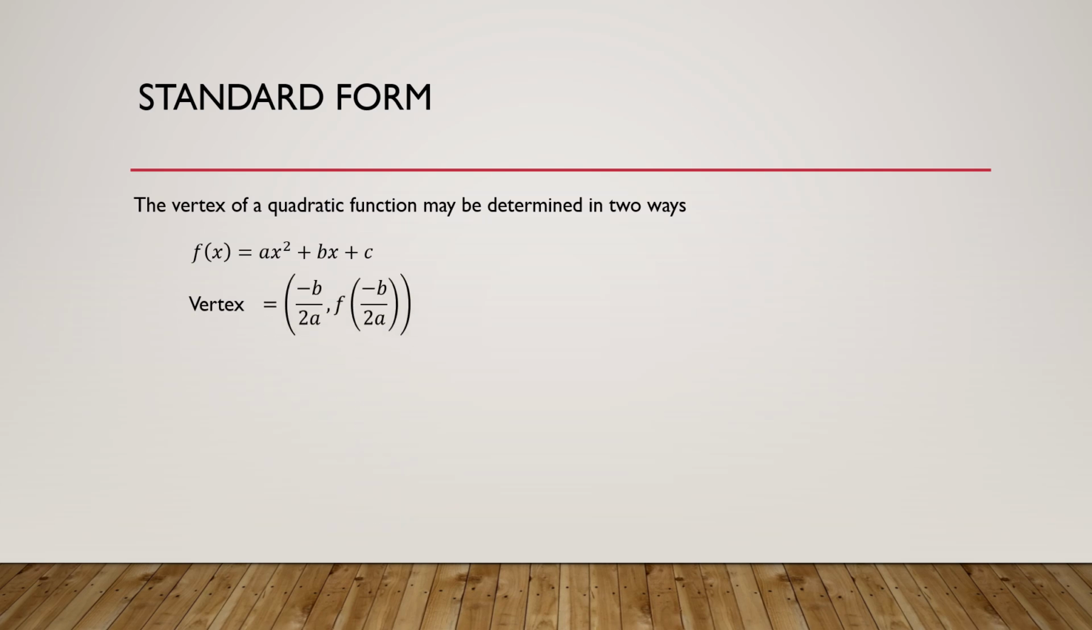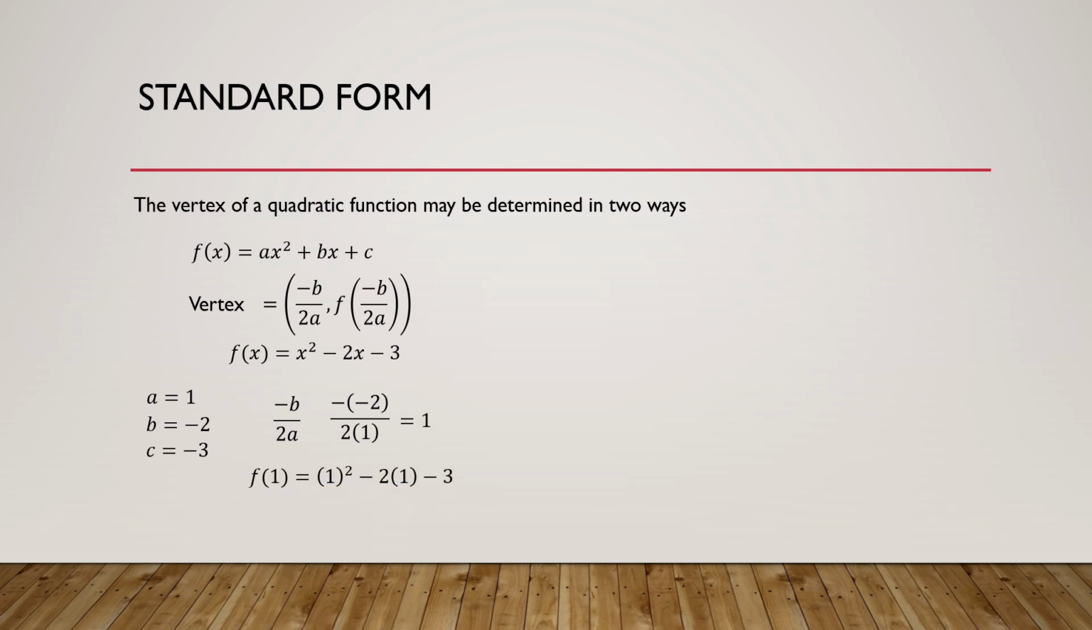For example, the function x squared minus 2x minus 3. In this equation, a is equal to 1, b is -2, and c is -3. Negative b over 2a would then be -(-2) over 2 times 1, which simplifies to 1. F of 1 is then 1 squared minus 2 times 1 minus 3, which equals -4. The vertex is then at 1, -4.